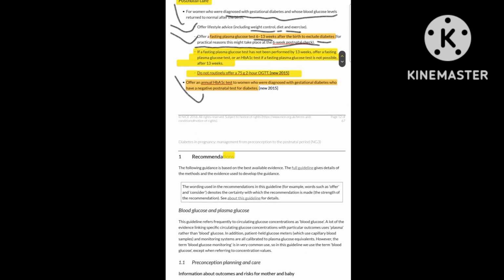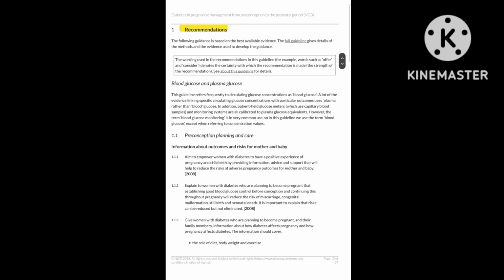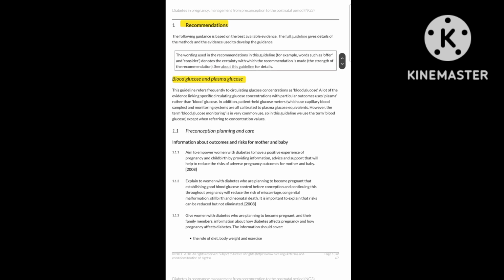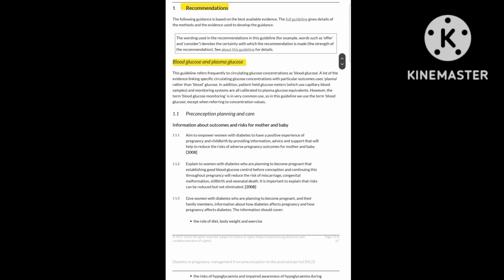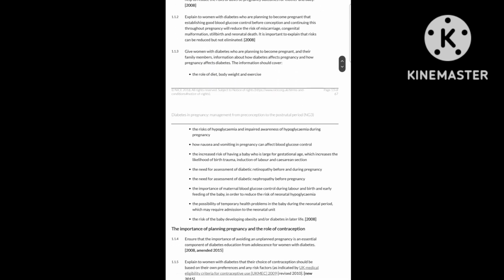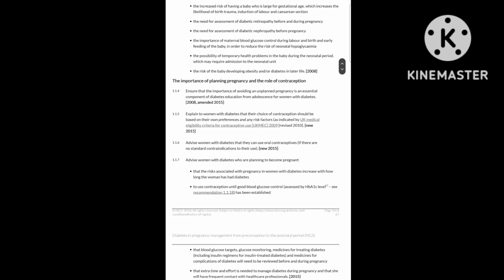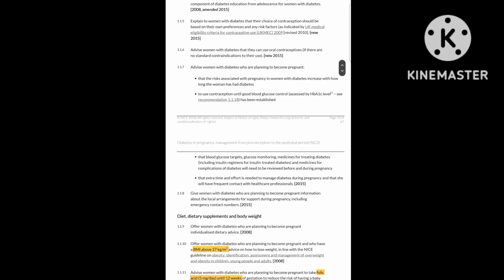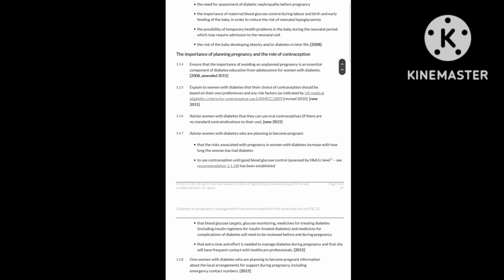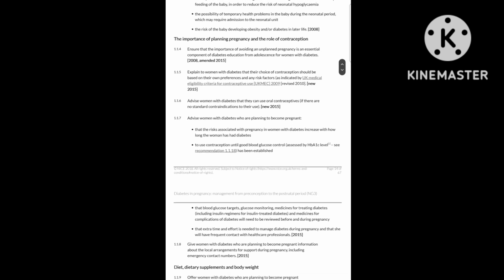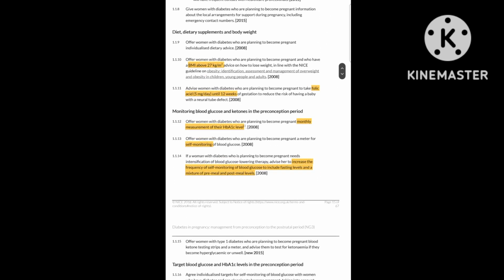Now recommendations. Blood glucose and plasma glucose. These are the recommendations. Diet, dietary supplements and body weight.